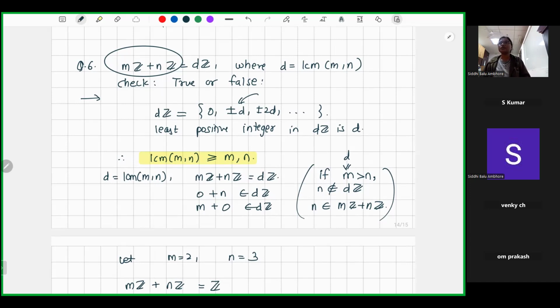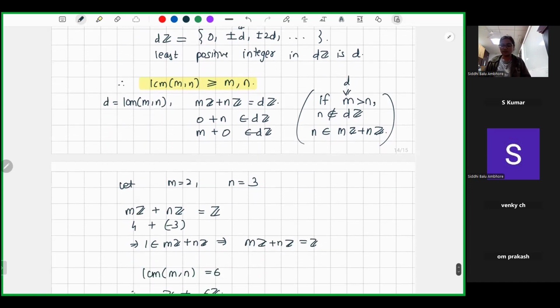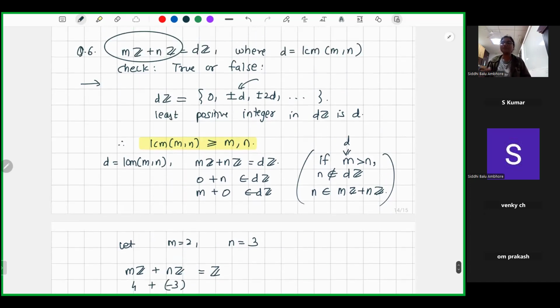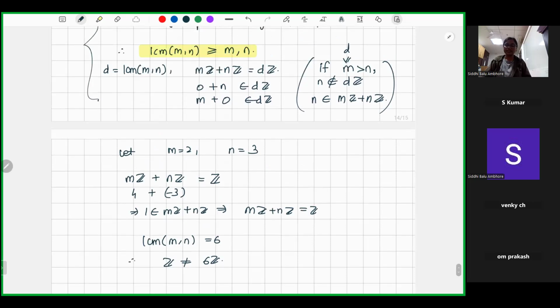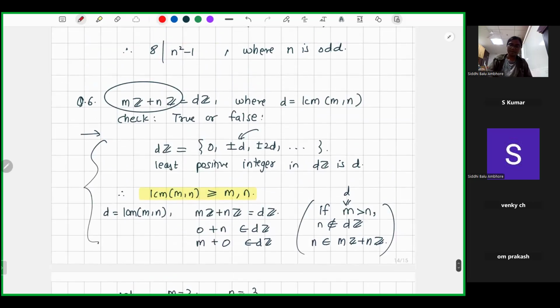Is this okay with you all, what I'm trying to say here? If this is very confusing, just leave it. Understand that this is not true. M is 2, n is 3, mZ plus nZ is Z, the LCM of 2 and 3 is 6, and Z is not equal to 6Z. Is this okay? So this statement is false.